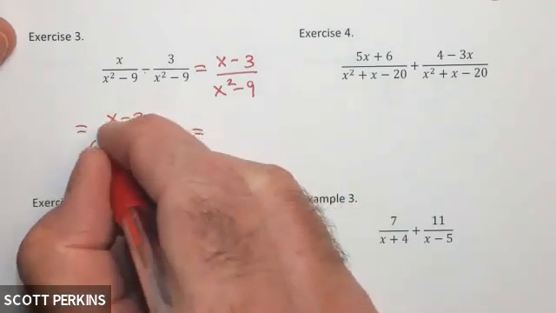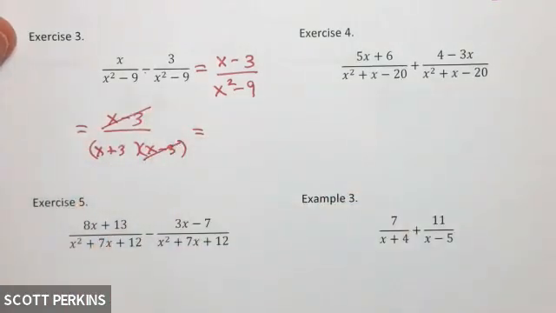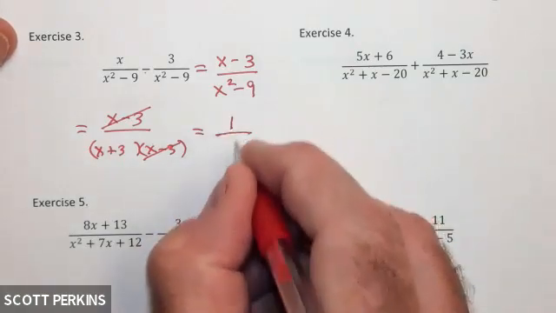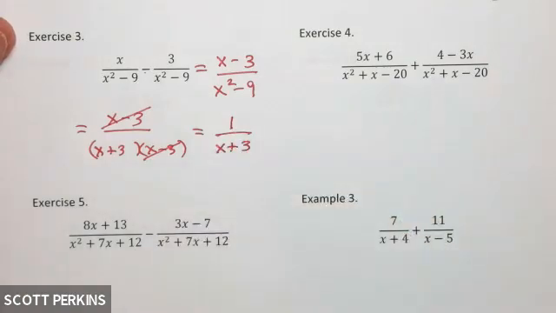Okay, so now we notice the x plus 3's cancel. The x minus 3's cancel. Where's that x plus 3? Denominator. So when I write my answer, I have to write 1 in the top over x plus 3. That's required.